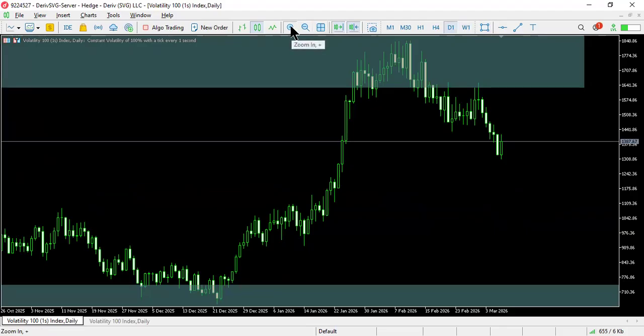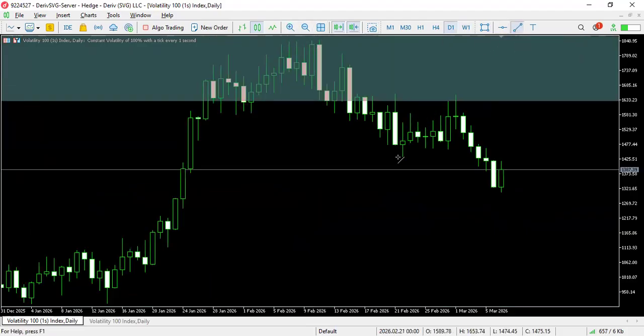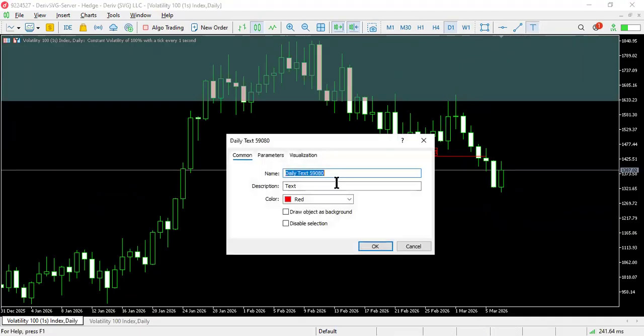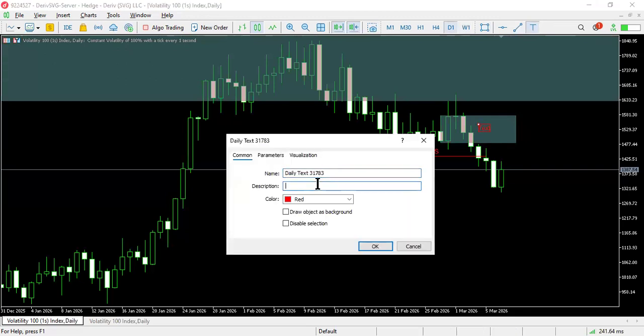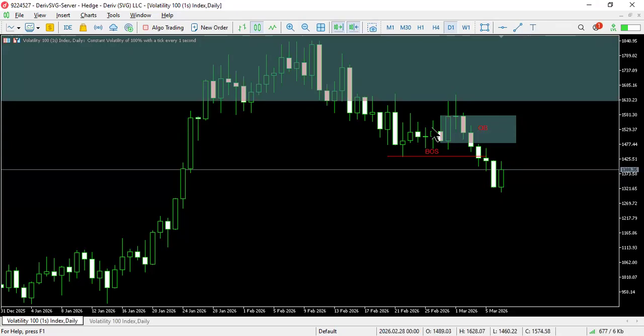Going over to the daily time frame, we can clearly see that that is our most recent break of structure. So we have a break of structure right there. And then the order block, which caused that break of structure from the daily time frame, it is that order block right there. So that is our order block from the daily time frame. That's pretty much it. We are done from the daily.